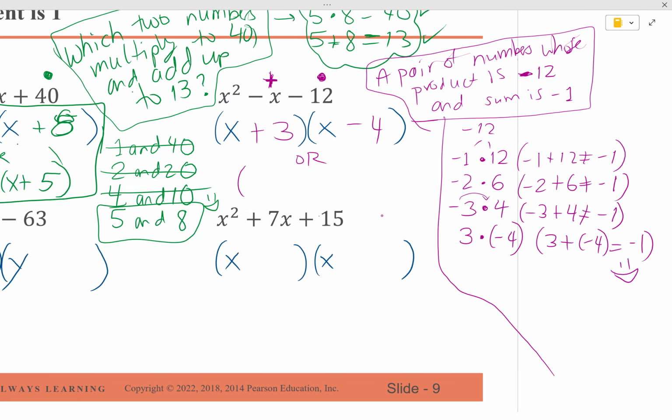Or you could switch them. If you switch the 4 to the left side and the 3 to the right side, you have to carry the sign with it. The 3 is positive and the 4 is negative. So that's it.